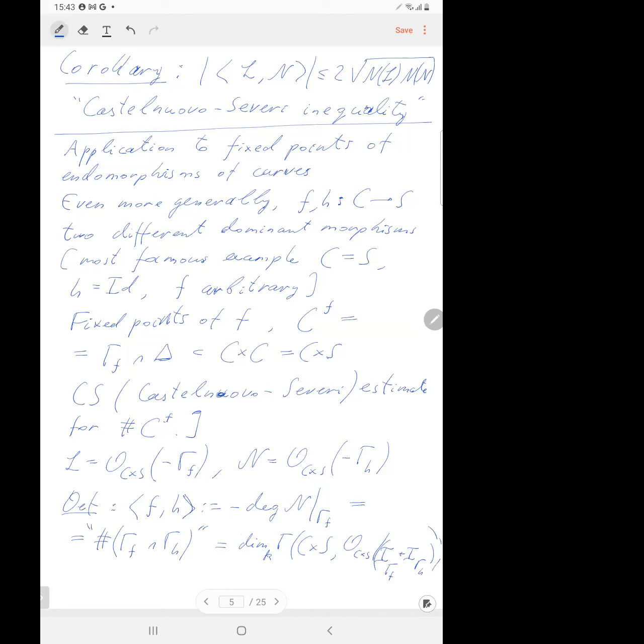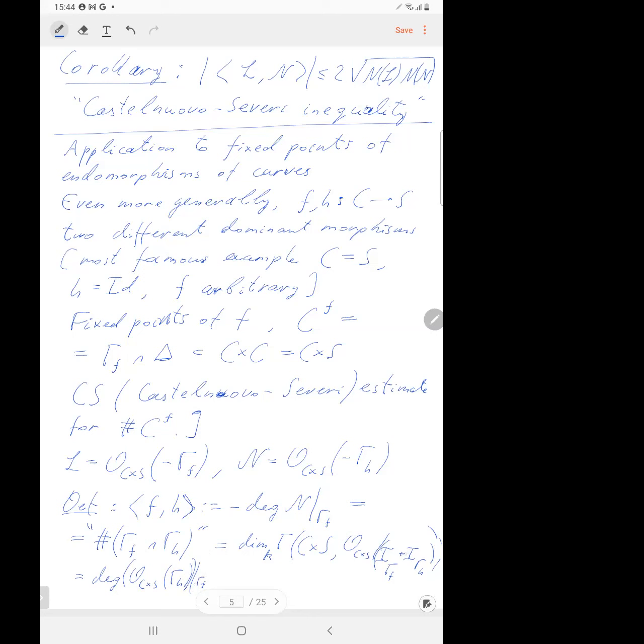So, well, this is also equal to the degree of O of P times S of gamma H restricted to gamma F. Okay, like this, and well, this is more or less the definition.